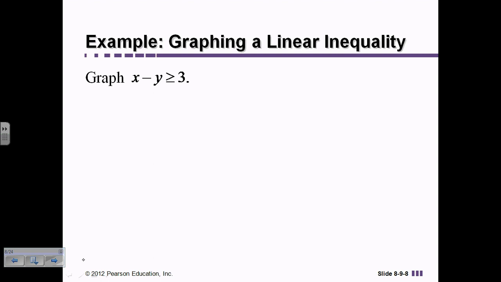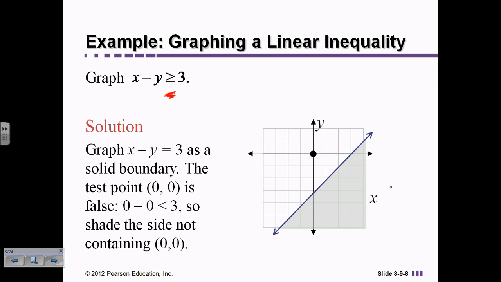Okay, so now here's another one. Again, I'm going to go through and sort of figure out where my x and y intercepts are, and I'm going to graph my line. Notice this time, though, that the inequality is greater than or equal to, so when I graph it, it's a solid line this time. It's a solid line.